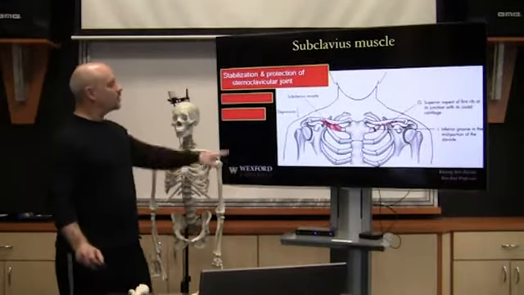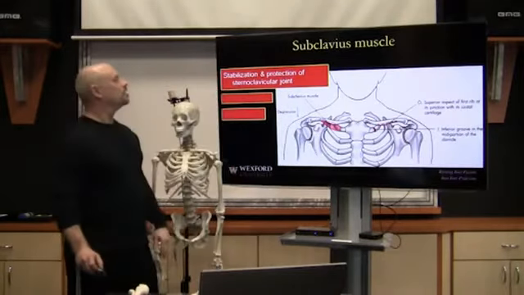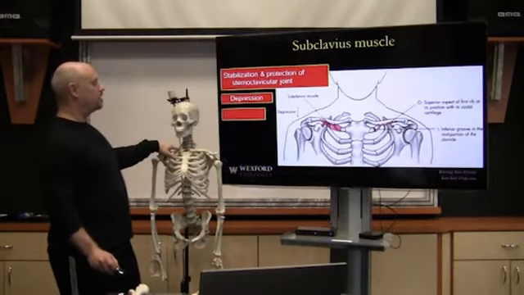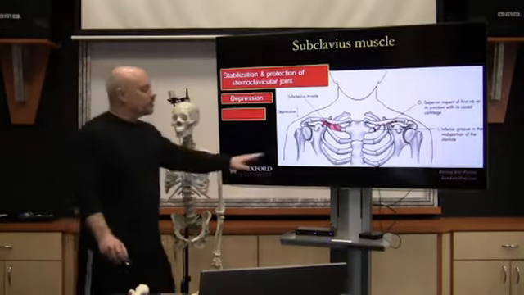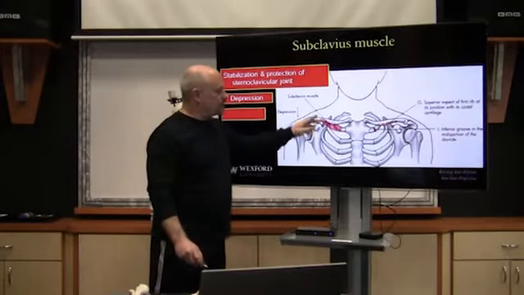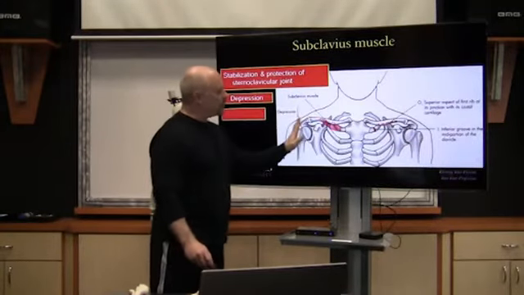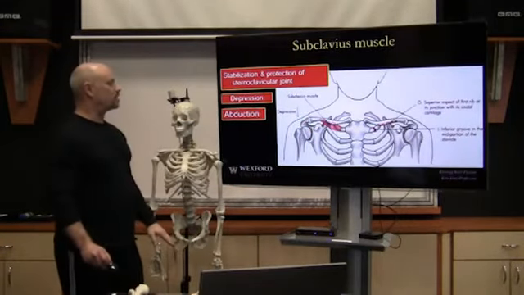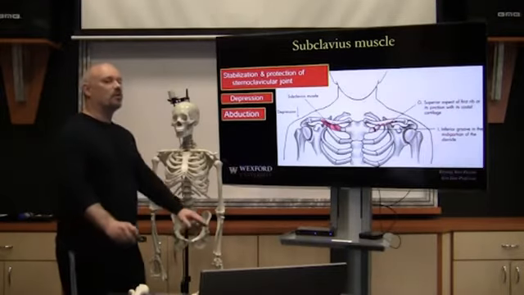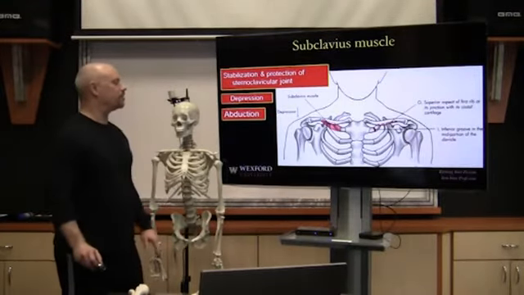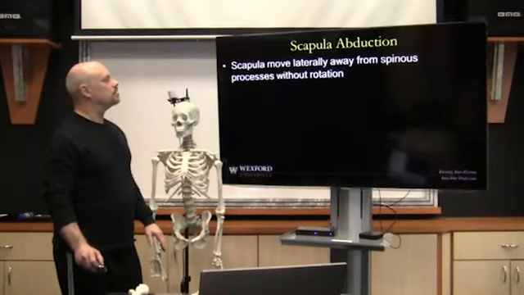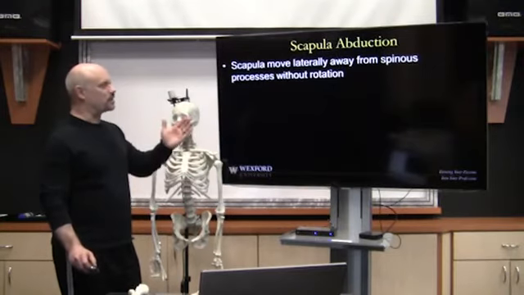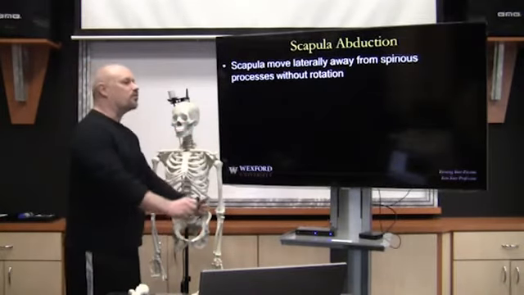The subclavius, right underneath the clavicle, provides stabilization and protection of the sternoclavicular joint. It also causes depression. If the clavicle is rotated up, that means we've got elevation there, and it'll cause depression by pulling down on it. And it also will cause abduction, pulling shoulder blades away from the spinal column.